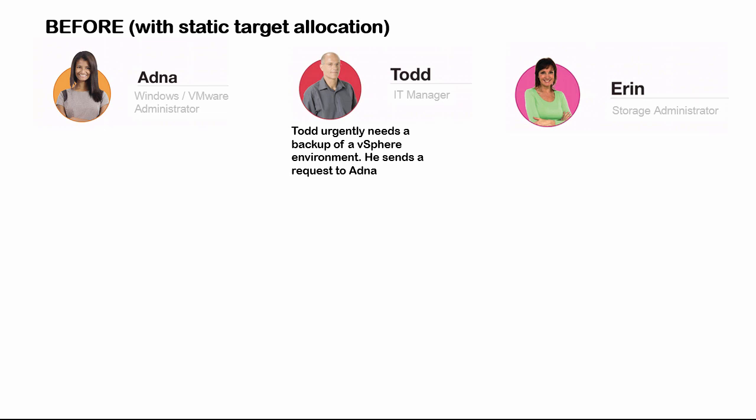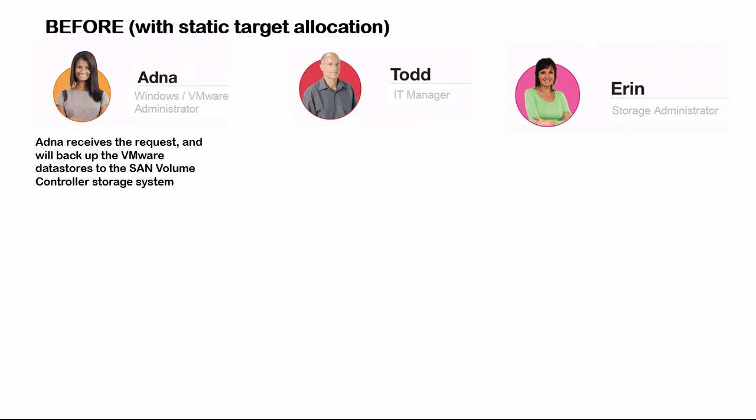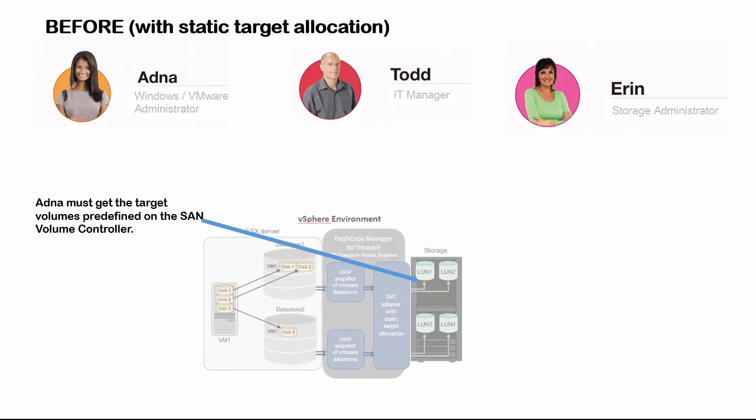Todd needs a full backup of all the data stores in the vSphere environment for disaster recovery purposes. He sends a request to Adna. Todd wants the data stores and associated virtual machines to be backed up as soon as possible. Before Adna can start a backup operation, she must ensure that the necessary target volumes are created on the storage system.